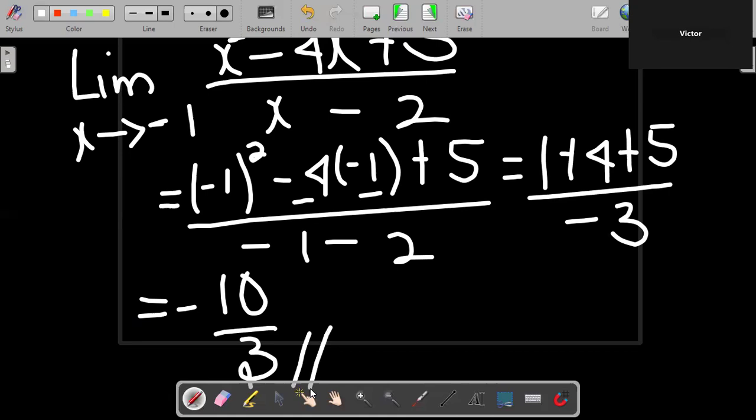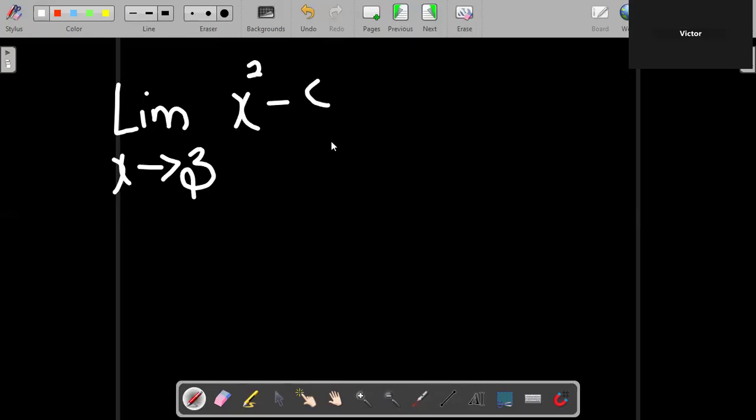I'm done. Okay. So this is how to solve limits. Let me give you one to try. Let us say lim x tends to 3 of x squared minus 9 over x minus 3. Try that.